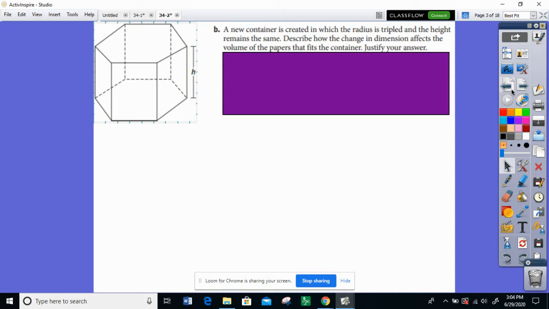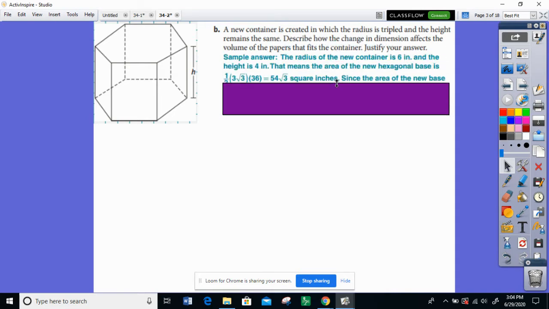Well, if the radius of the new container is 6 inches and the height is 4 inches, that gives us an area for the new hexagonal base of 54 times the square root of 3 square inches. So let's see how they got that.